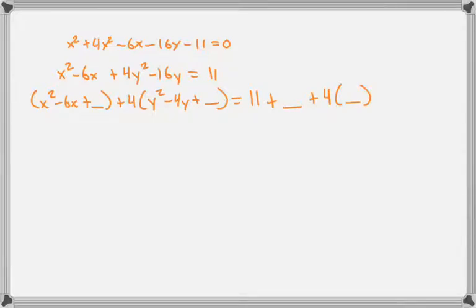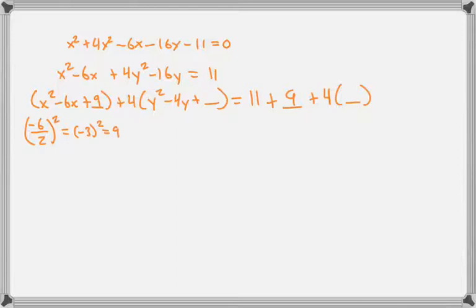So now we need to figure out what these blanks are. So the first one, we're going to take that negative 6, divide it by 2, and square it. It's the process of completing the square. So we end up with negative 3 squared, or 9. So that's what we're going to put in the blank, and on both sides of the equal sign.